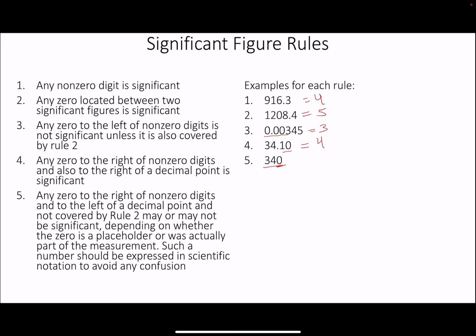The way you get around that when you're trying to express something precisely is to use scientific notation. So if you want that to be significant, you could say 3.40 times 10 to the 2. Okay, because in this case, by having this 0 here is significant following rule number 4. So in that case, it's 3 significant digits.